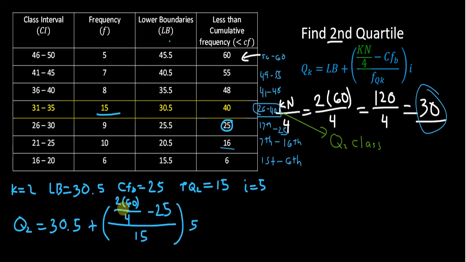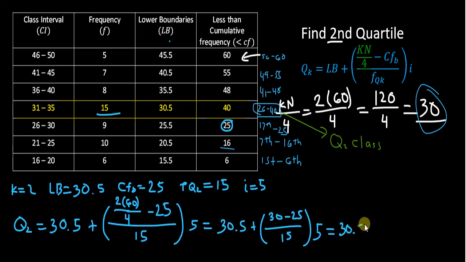Okay, nasolve na natin ito actually. 2 times 60 over 4, ito yun. That is 30. So that is 30.5 plus the quantity of 30 minus 25 over 15 times 5. Ito, 30 minus 25, that is 5. So that is 30.5 plus the quantity of 5 over 15 times 5.